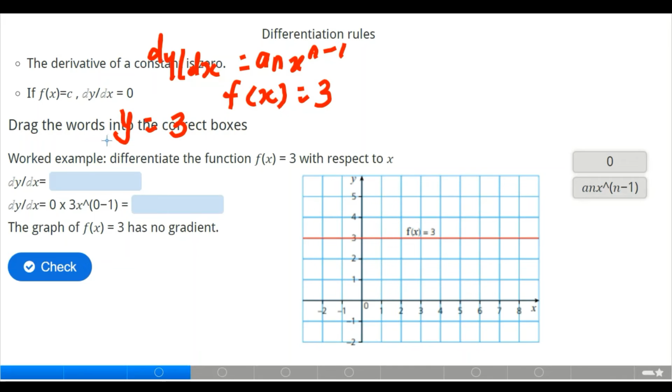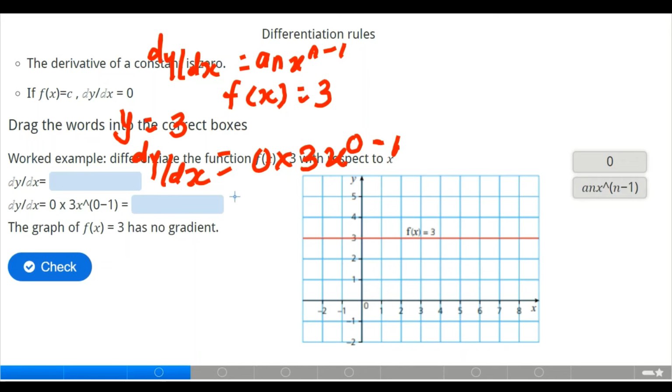So differentiating y, dy/dx equals, if you look at it, the coefficient here is 3. We don't have any power, so n is 0. So we have 0 multiplied by 3. We don't have x raised to power 0 minus 1, because n is 0 and we have minus 1.